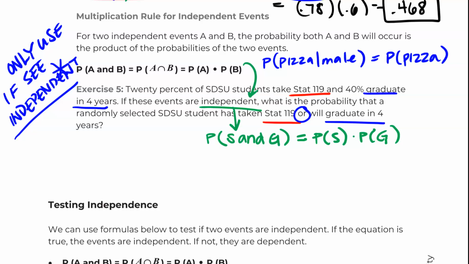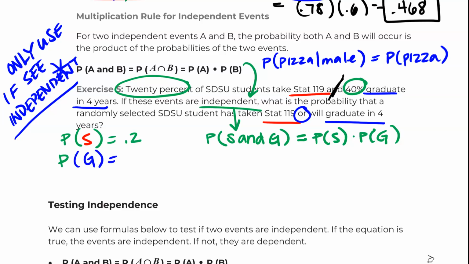I'm basically, as soon as I see independent, I write down that rule from above. And now I'm going to translate all the stuff we were given. So we have 20% takes Stat 119 and graduates. So probability, that's another percentage. So that actually just split up my sentence. Don't get too excited by just circling ands, as you can see. So taking Stat 119, well, that is just 20%. Graduating within 4 years is 40%.